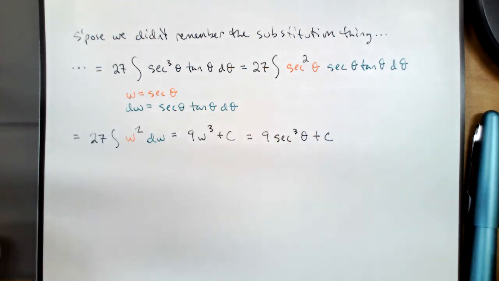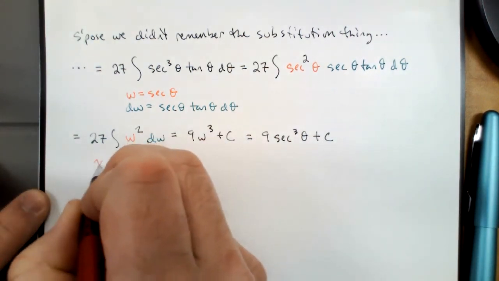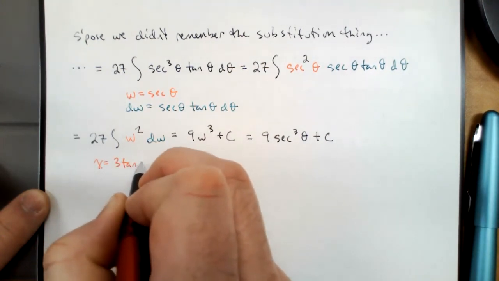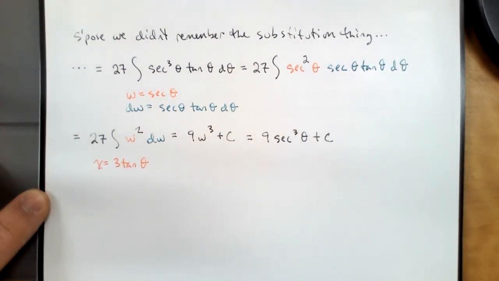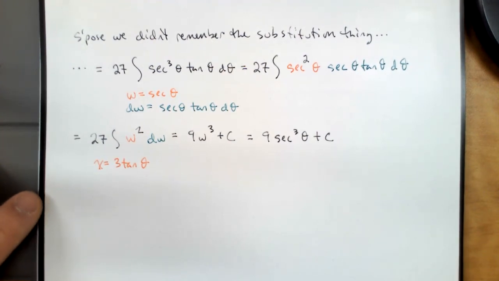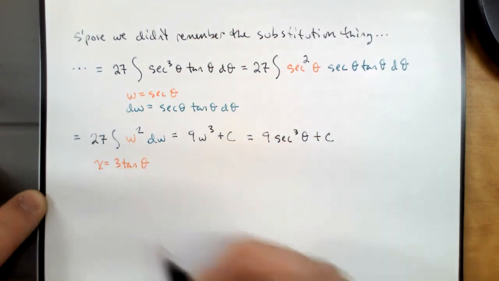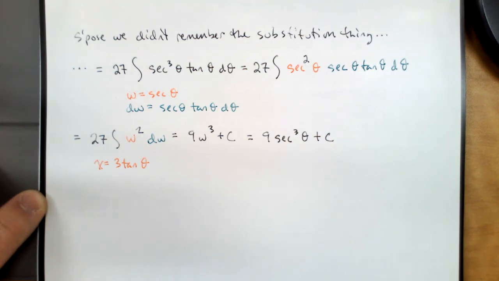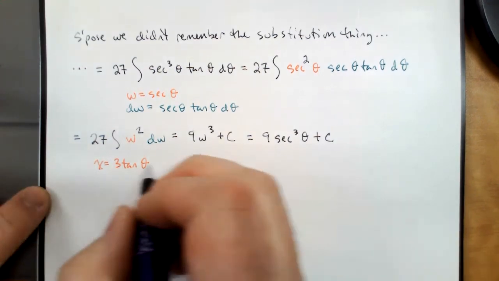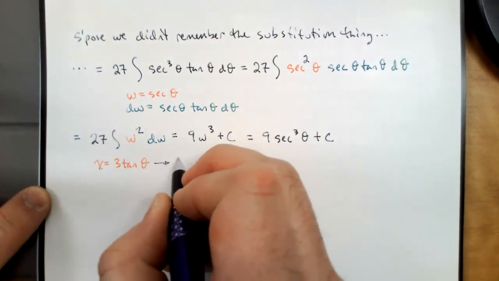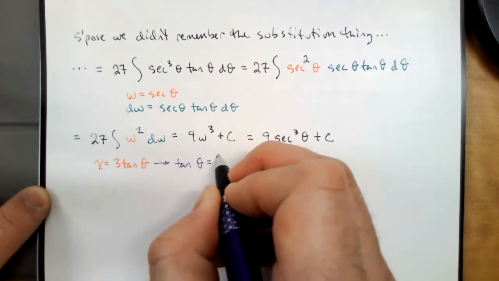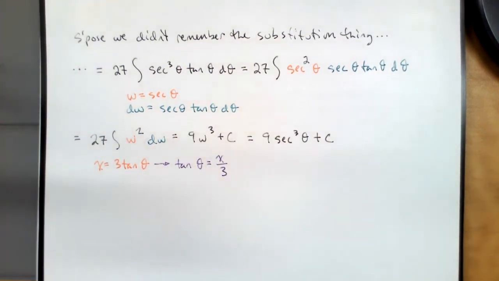So, no problem. Remember, we started with x is 3 tangent theta. And so I could solve this for tangent of theta. So this tells us that tangent of theta is x over 3. We could also say that theta is tangent inverse of x over 3, but we don't need that here because all we have is a secant of theta.